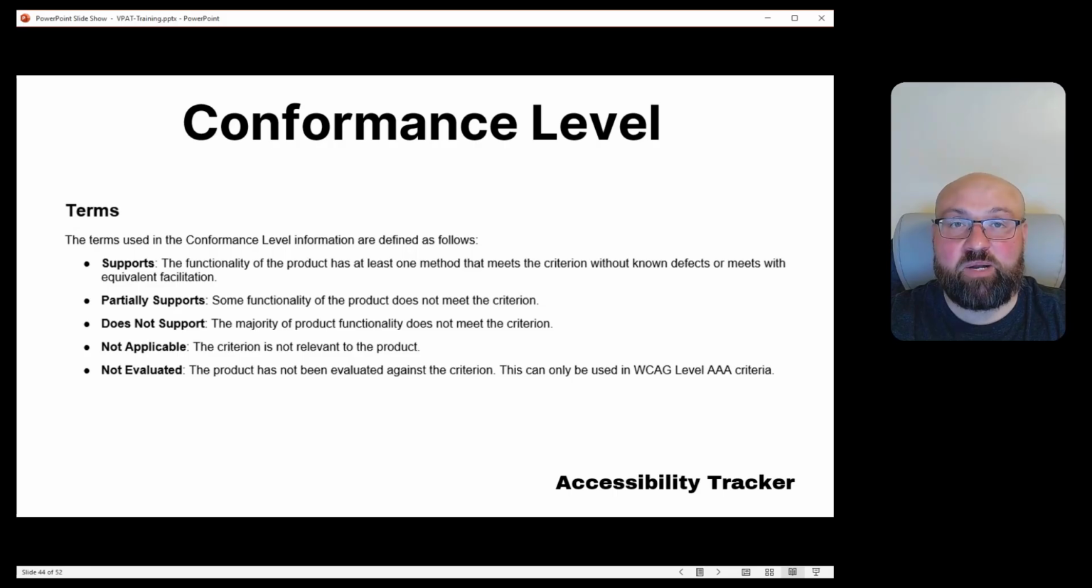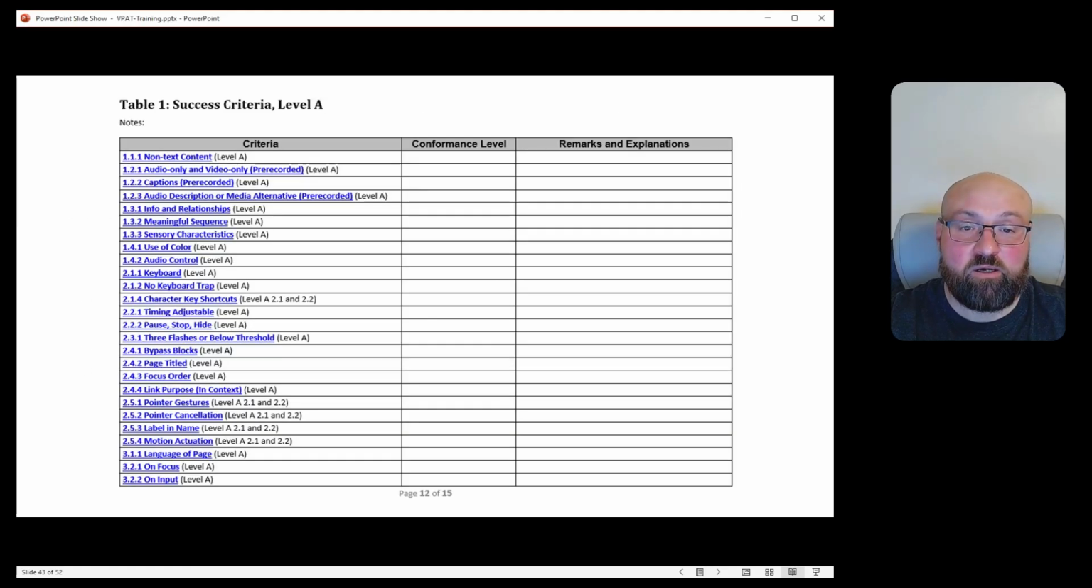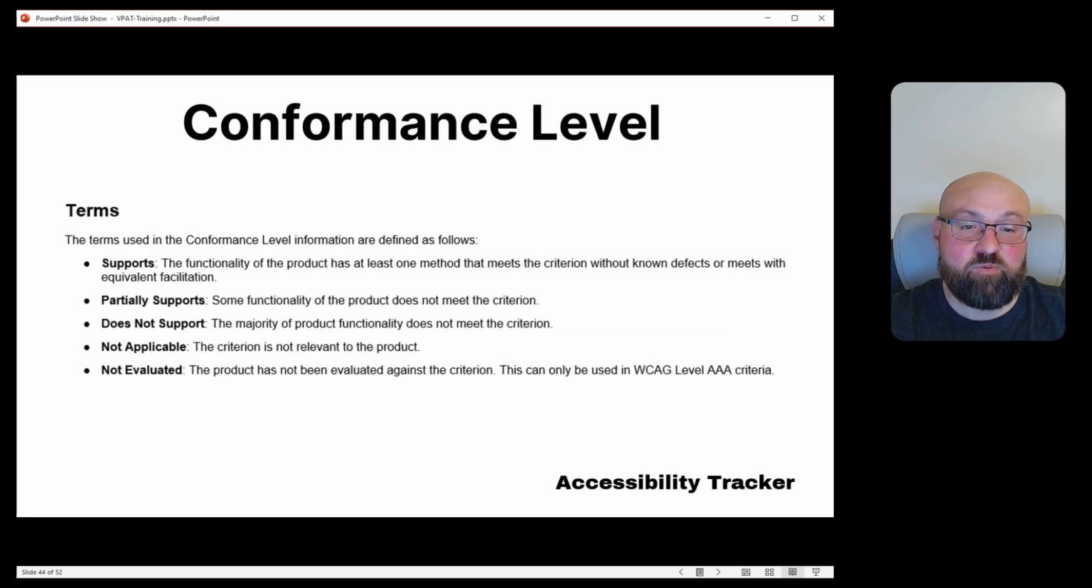So here, think about a situation where we have audio descriptions that are required, and our product does not have any videos. In that case, the criterion would be not applicable. Let me go back one over here, and let's just look at 1.2.3 audio description or media alternative. Here, if we don't have a video, then that's not going to be necessary. So we could mark not applicable.